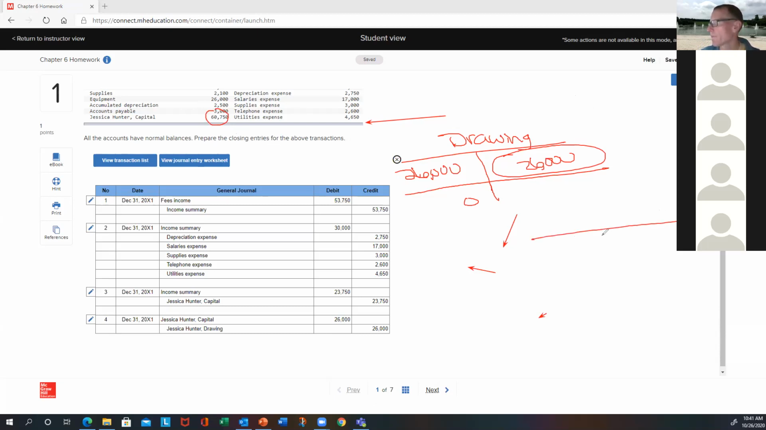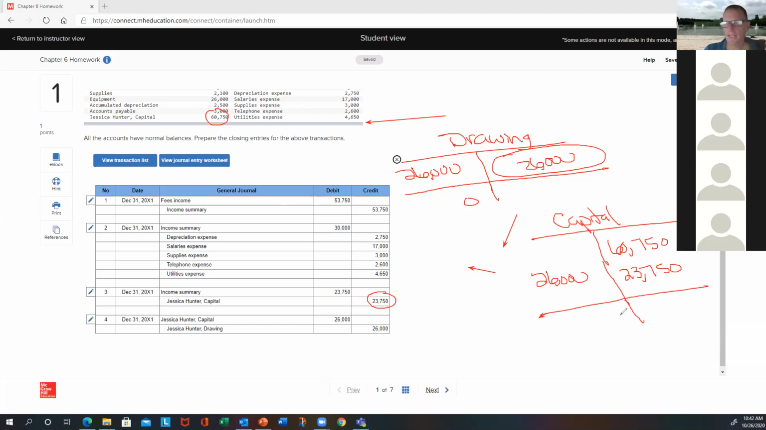So if I draw up my capital account, this is essentially what happened in your ledger. If you started with $60,750, that would be your beginning balance. And if I look at these entries, it looks like I put a credit of $23,750 into capital as a credit, and then I debited capital for $26,000. That's how your ledger would record all this. So it's like saying your beginning capital, you are adding net income, and then you're subtracting the drawing.